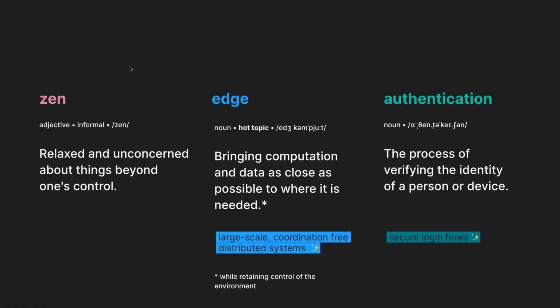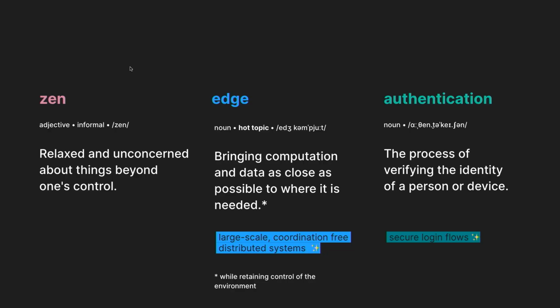Today I'm going to talk to you about the mysteriously titled Zen and the Art of Edge Authentication. I've written down individually what those words mean. Zen, I'm guessing everybody has a feeling of what that might be. I associate it with being relaxed, and especially not concerned about things that are outside of your control. Like, user behavior is very frequently outside of our control.